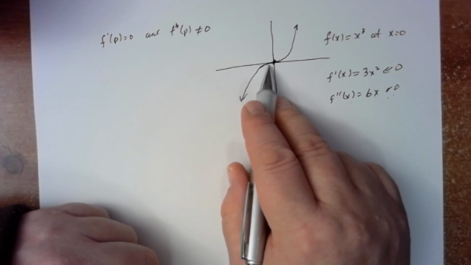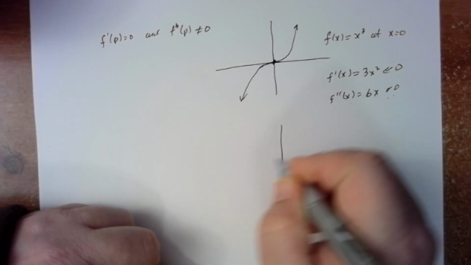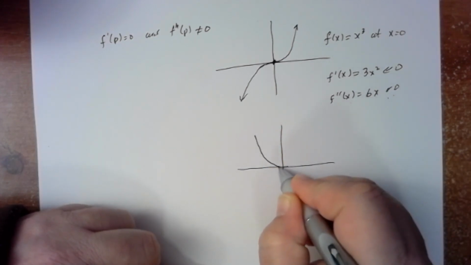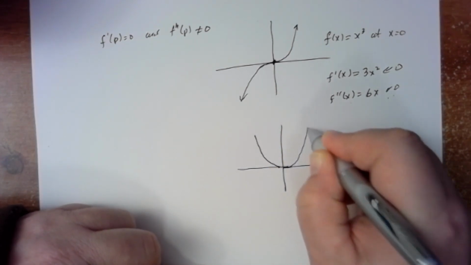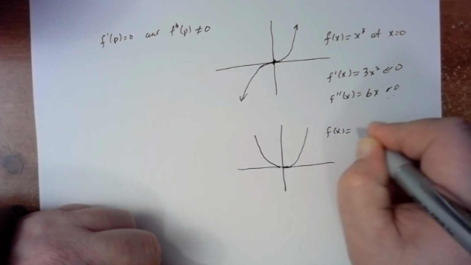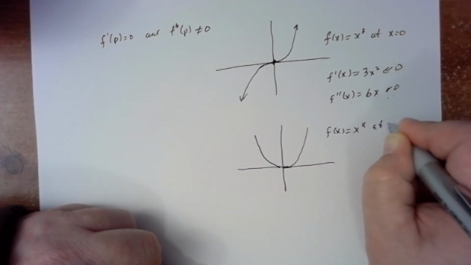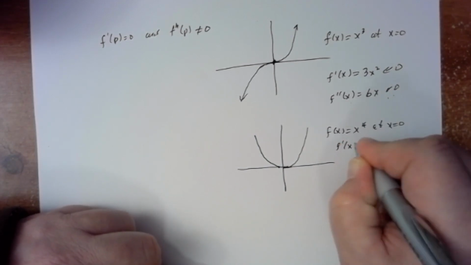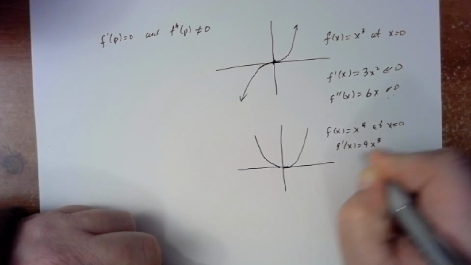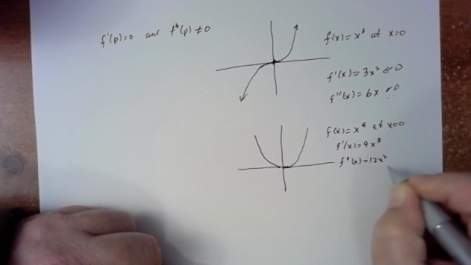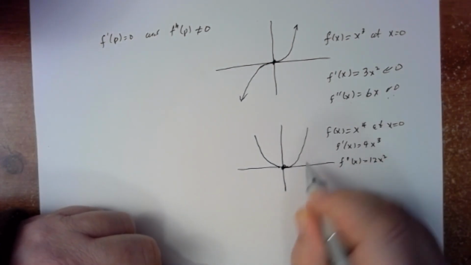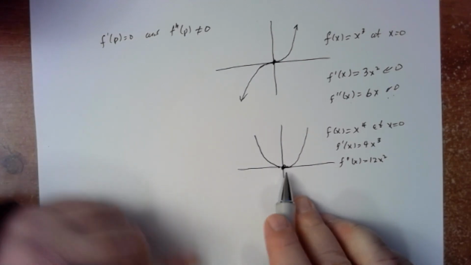Well, unfortunately, that's also not the case, because consider the case where we have this kind of flat bottom here. This is f of x equals x to the fourth at x equals 0. And so notice again, f prime of x is 4x cubed, f double prime of x is 12x squared. And so again, both the first and second derivatives are 0, and we have a local minimum there.